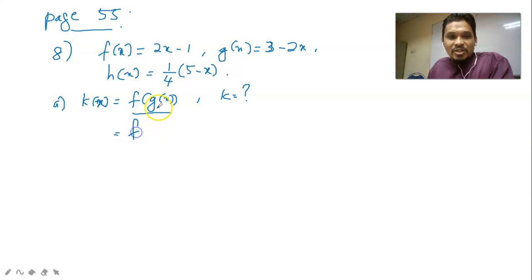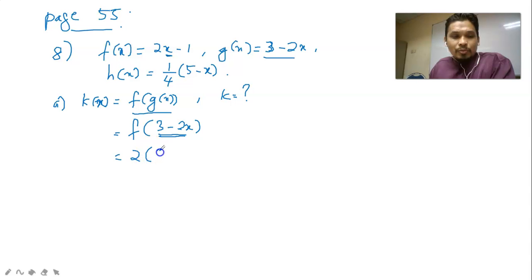So g(x) is 3 minus 2x, and we substitute the whole function 3 minus 2x into the x of the function f. 2 times (3 minus 2x) minus 1. 2 times 3 equals 6, minus 2 times 2x, 4x, minus 1. 6 minus 1 equals 5 minus 4x.